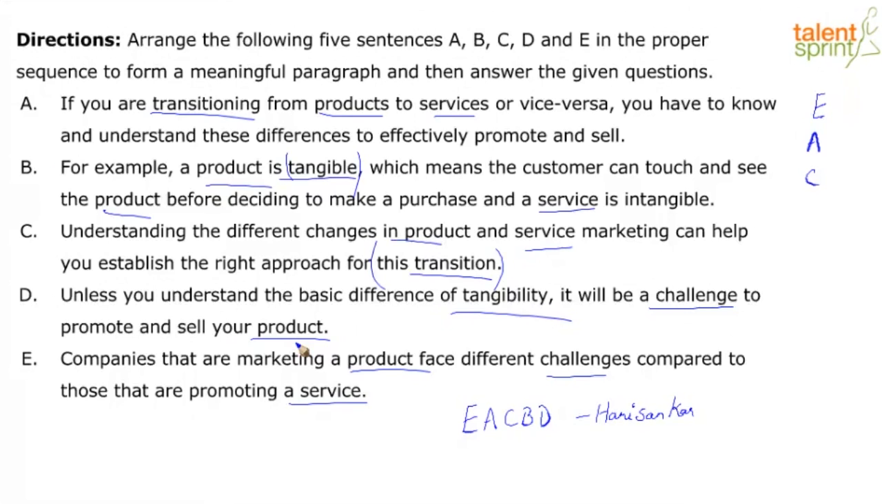So I hope you guys kind of understand the sequence, or even these clue words. What is tangible? Tangible means something that you can perceive by your senses, right? You can touch and feel it, which is a product. But service, you can't really feel it, there's nothing there, you can't touch service, right?